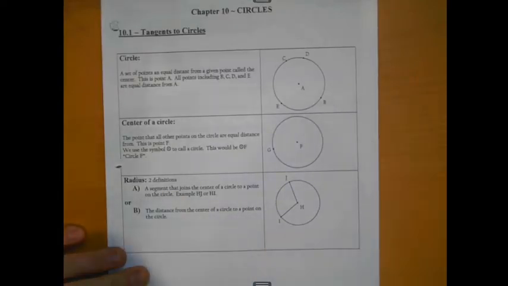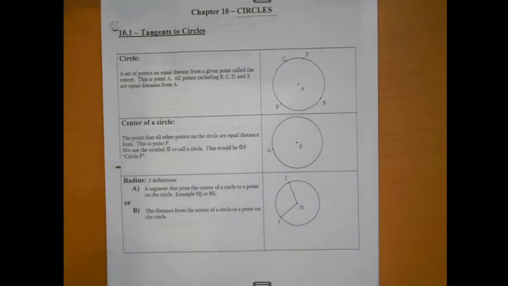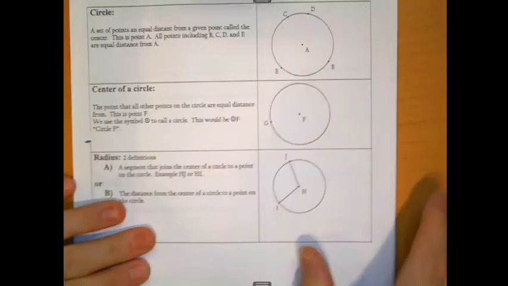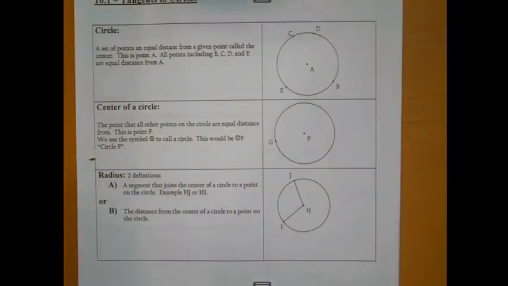All right, circle. Now it says 10.1 tangents to circles, but these are all the definitions. And generally what I would have you do is write out each of the definitions as we go. But to save a lot of time, I'm just going to do this and talk about each part.